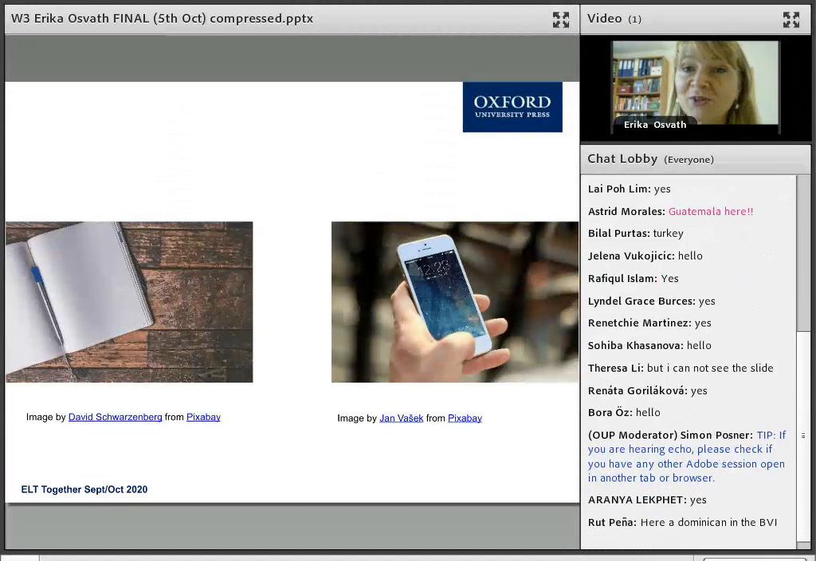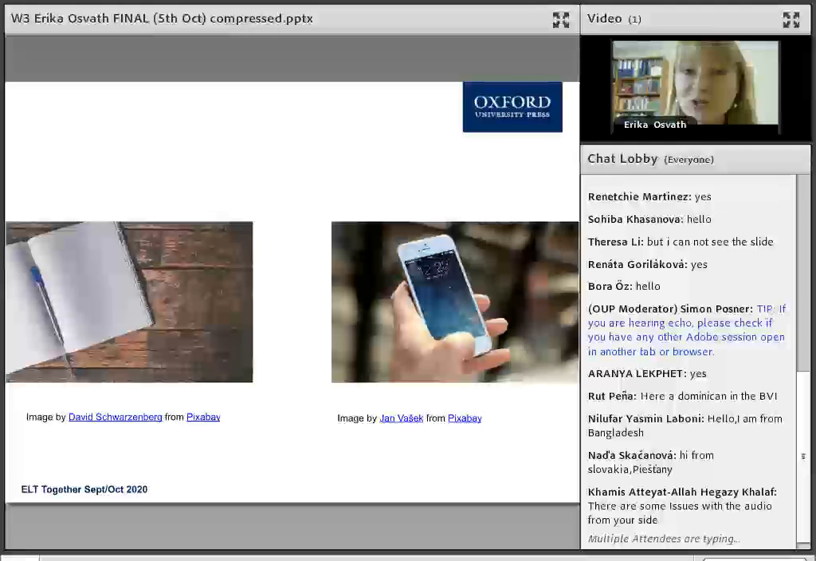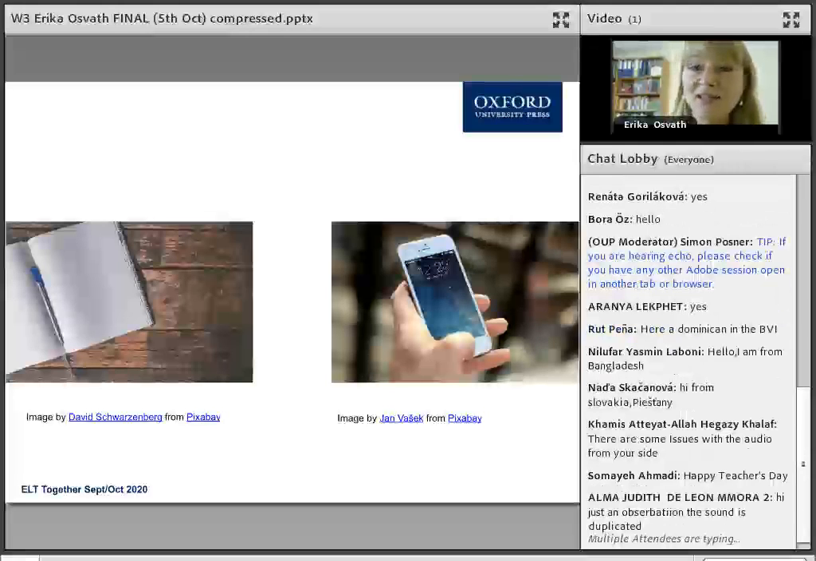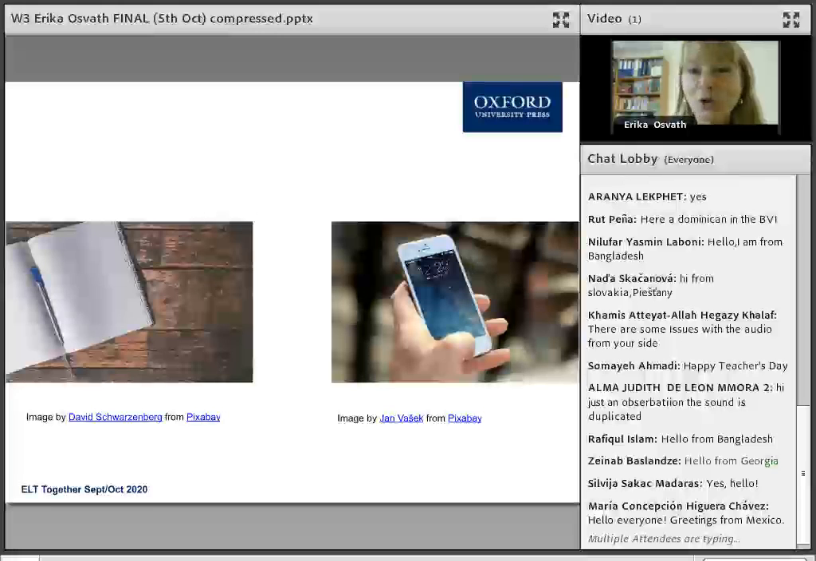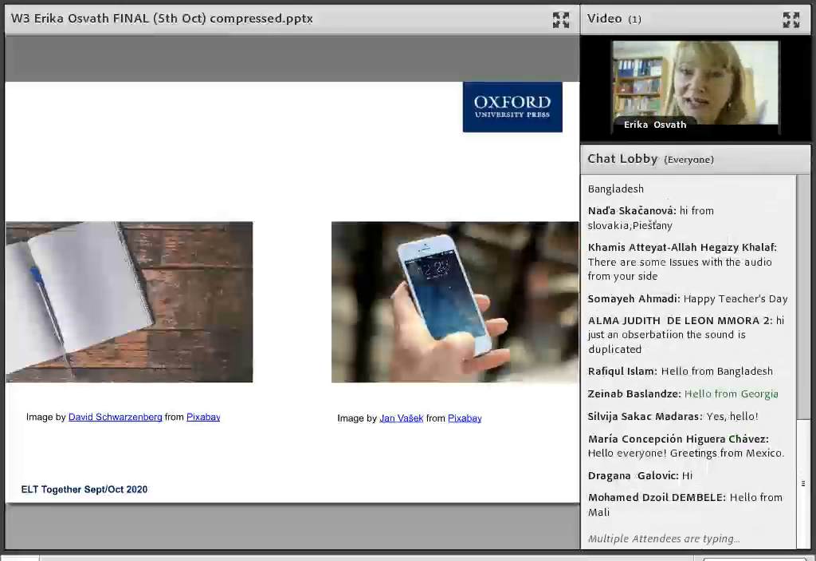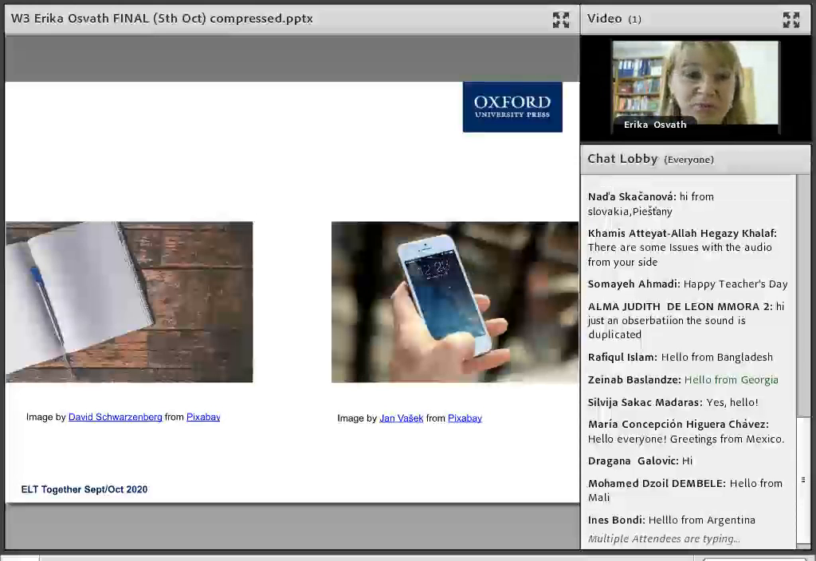The first thing I'd like to ask you is to make sure that you have something to write with, like a normal pen or pencil, and a piece of paper that you're going to write on. So pen and paper, and maybe even your mobile phone, for you to take a quick photo of the things that I'll be sharing with you.